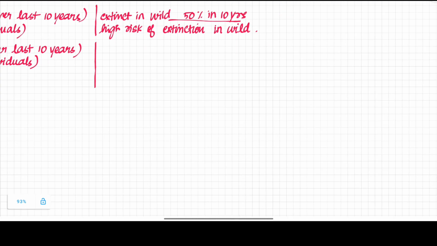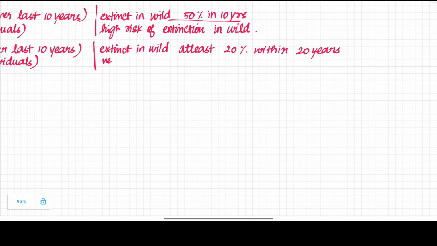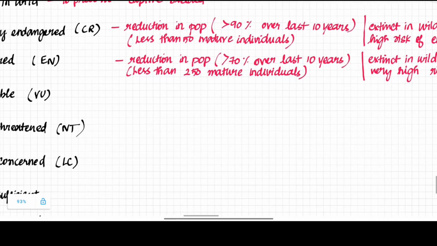Now, the extinct in the wild concept is also applying because we are having the captive breeding concept. For extinct in the wild, we have to use at least 20% within 20 years. Now only we are changing the years. And it is also having a very high risk of extinction in the wild. So this is for endangered.